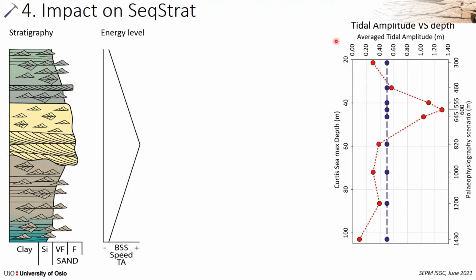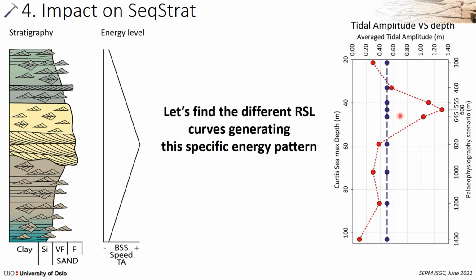And so we have this graph here, tidal amplitude versus depth, and we can use these different paleophysiographies as a proxy for relative sea level. And this is always the same initial tidal input of 0.5 meter. And you can see that, given certain physiographies, you have the appearance of these optimal tidal amplification windows, right here. And so the question is now trying to find which are the relative sea level curves that generate this specific energy pattern of increase and decrease in energy.